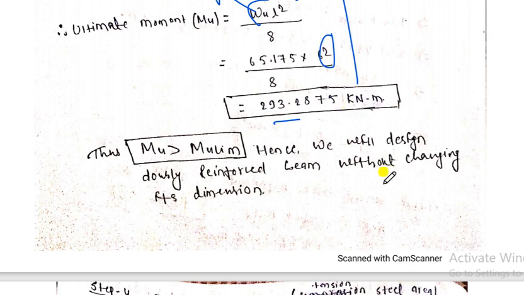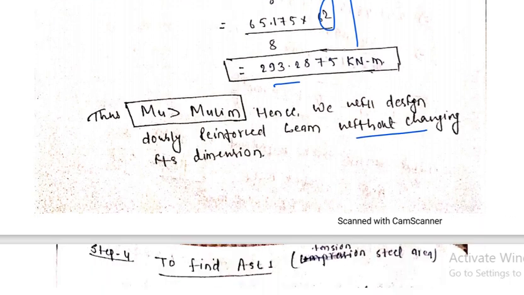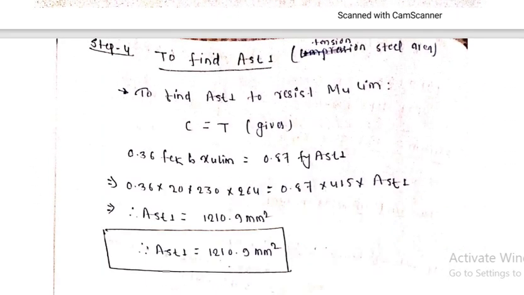So we will design the doubly reinforced beam without changing its dimensions. I have already explained all these things in the analysis of beam. Now, in step 4, we will calculate AST1, and I hope you know AST1 from the analysis. Believe me, if you have seen the analysis video, there is no chance of any doubt arising.